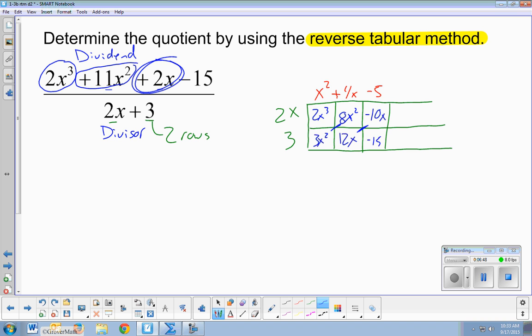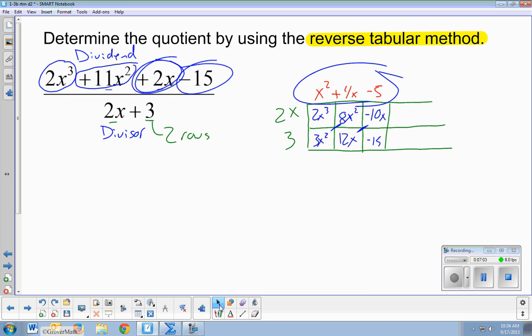And what's beautiful about this method is that this last box is my last term of the dividend. And that tells me that I divided properly. And so my answer is x squared plus 4x minus 5.